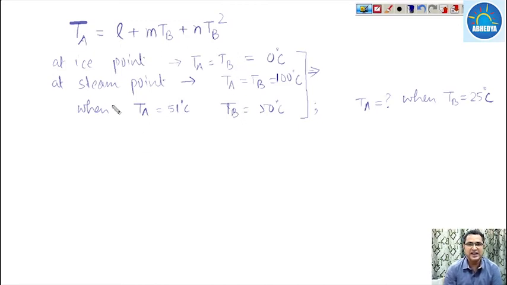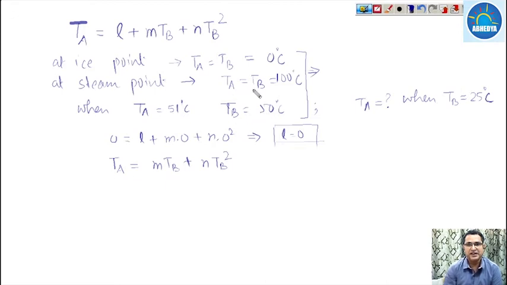So now first at ice point. At ice point TA and TB both will be 0, then put the value of TA and TB in this equation. Then 0 is equal to L plus M times 0 plus N times 0 square. This shows that L must be 0. So from the first equation we get L is equal to 0. So the equation now reduces to TA is equal to M times TB plus N times TB square.